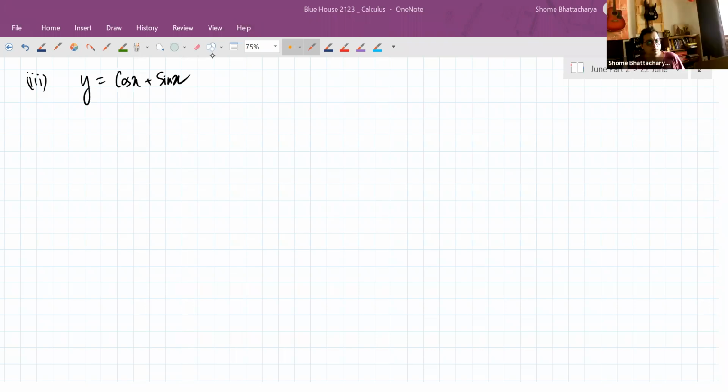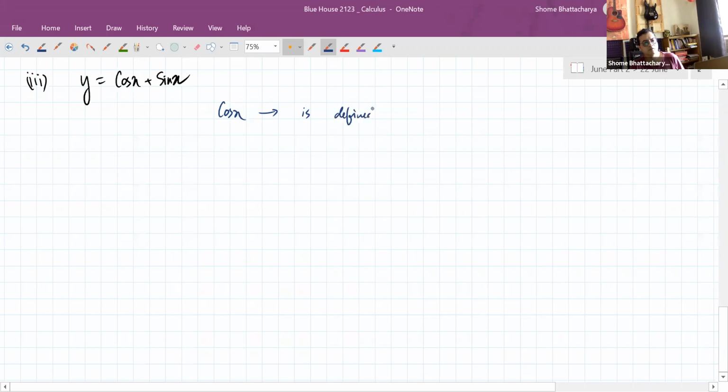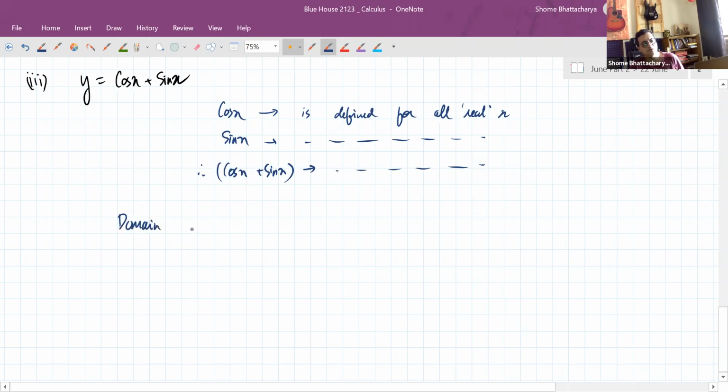So one thing we can see is that sin x and cos x are defined for all real numbers. So there's no problem with the domain. We can see that cos x is defined for all real x and same for sin x. Therefore, cos x plus sin x will also be defined for all real values of x. So the domain of the function is very simple. Domain of the function will become x belongs to all real numbers.